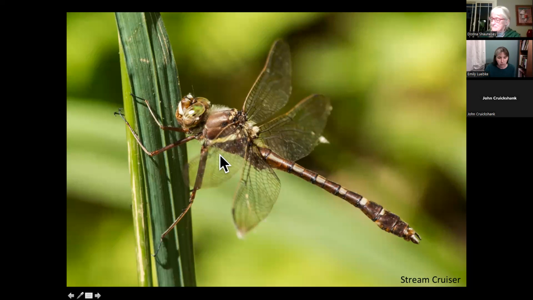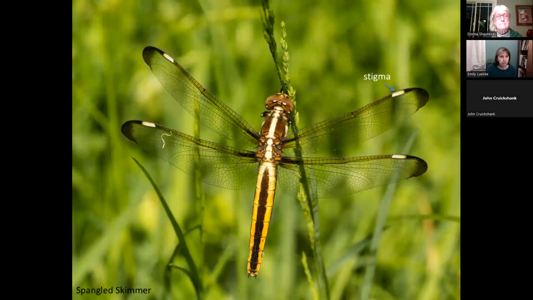So the stream cruiser here, you can see that there's this one stripe on its thorax. That, along with these pale cerci, are something that really help with identifying the stream cruiser. So those are some of the things you might notice. It doesn't really have much patterning on the wings and stuff like that.